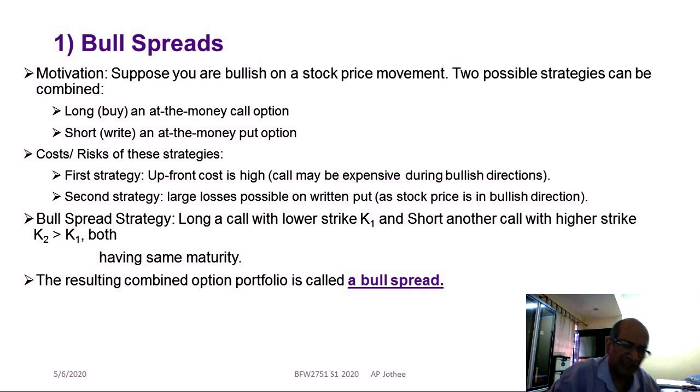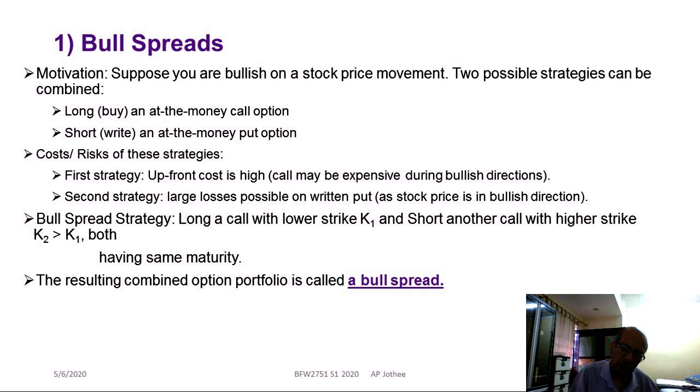We go for a bull spread strategy. How does a bull spread strategy work? Long a call with a lower strike at K1, which is going to be close to at the money. If there is a slight increase, you are ready to exercise at the lower strike. But you know the price may go up in the short term in the bullish direction, but may not reach a certain point, which is K2. So you write another call at K2, a higher strike.